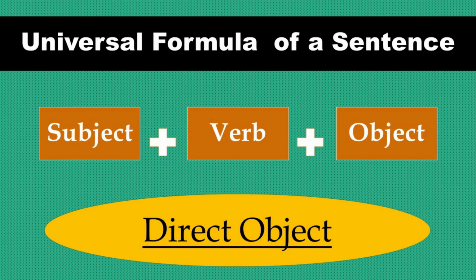To understand transitive verbs, it is very important to know the universal formula of a sentence, which is subject plus verb plus object, where subject is the doer of the action, verb is the action itself, that is the action word, and object is the something that receives the action. Now when we talk about transitive verbs, the object present after the verb in a sentence is always a direct object. What is a direct object now?